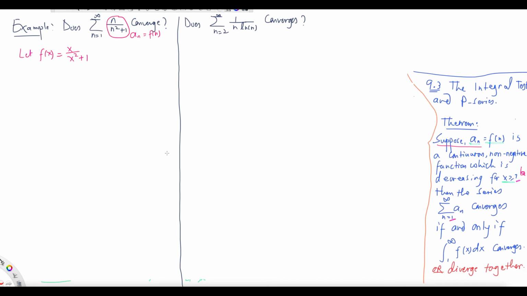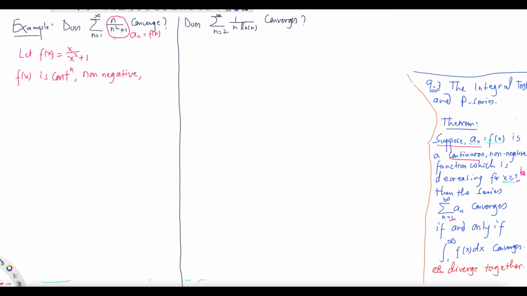Now, is this function continuous? Yes, this is a continuous function. There is no break, because for any value of x, this will not make the denominator 0. There is no vertical asymptote, so it is continuous. Is this non-negative? Yes, for all n greater or equal to 1. So f(x) is continuous, and non-negative for all n greater or equal to 1.